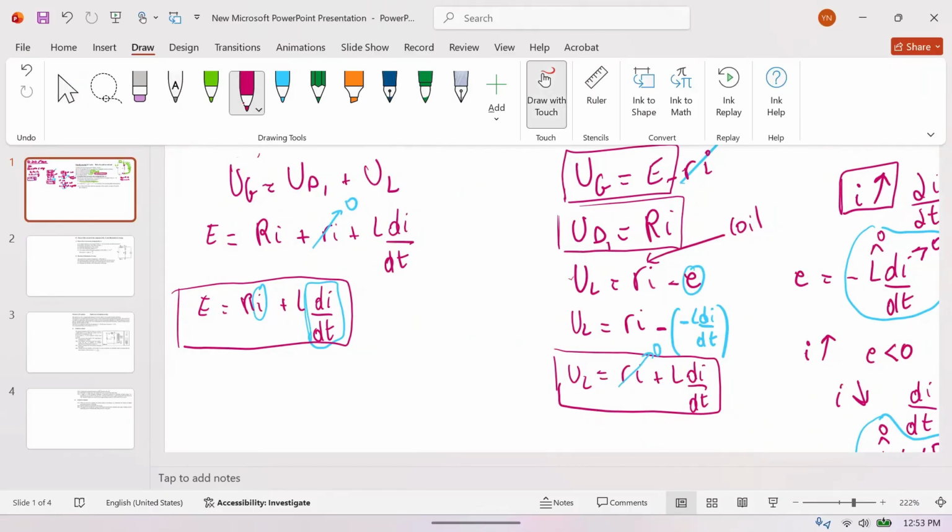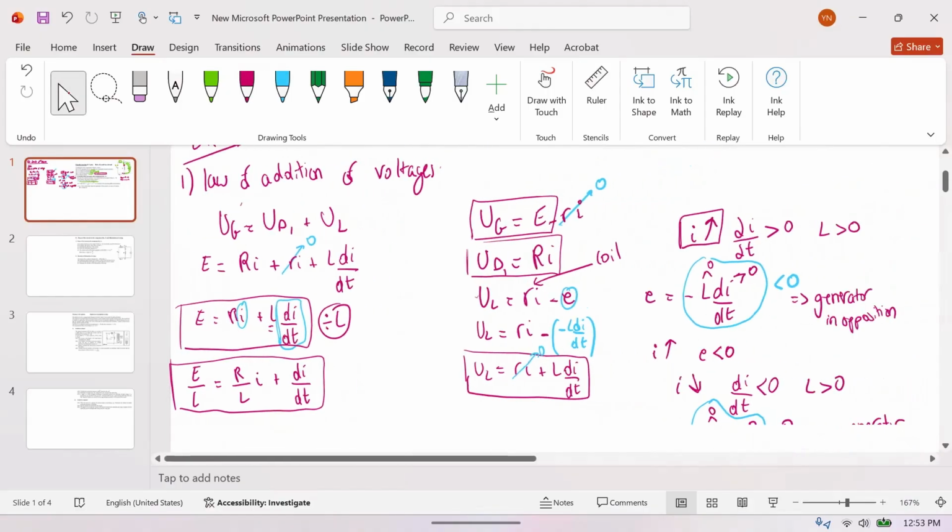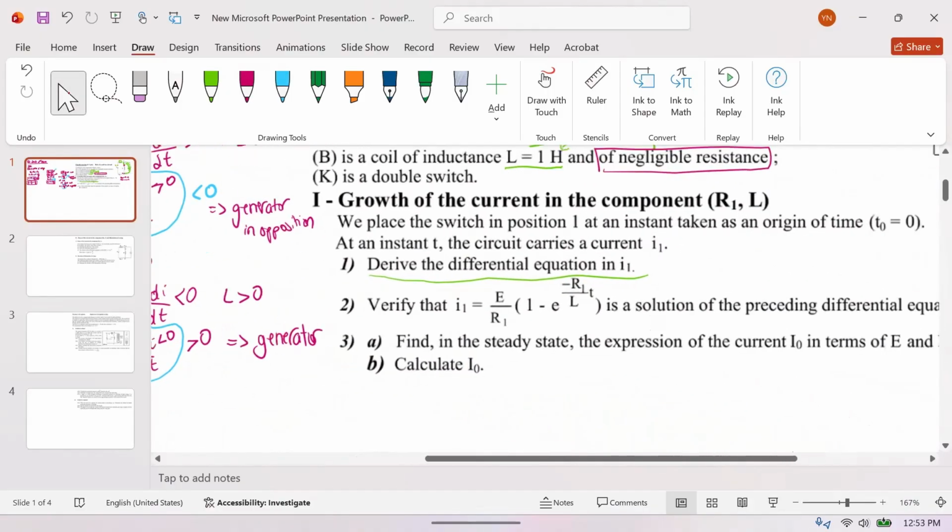Sometimes they ask you to find dI over dt by itself, with no coefficient next to it. The coefficient next to dI over dt is L. That's when you have to divide the whole thing by L, so you get E over L equals R over L times I plus dI over dt, so you can keep the derivative by itself. And that's even better. Okay, now we're done with the first question.